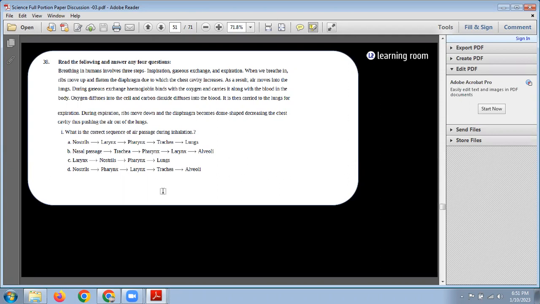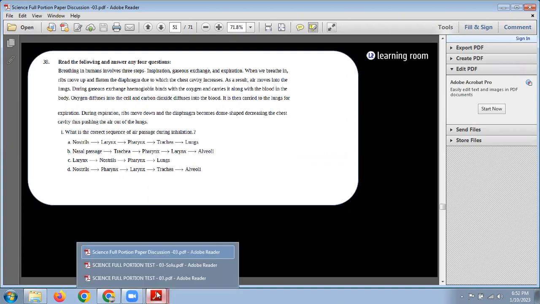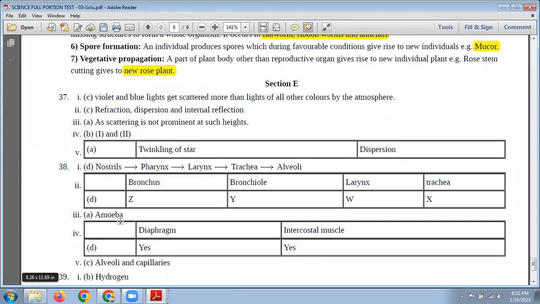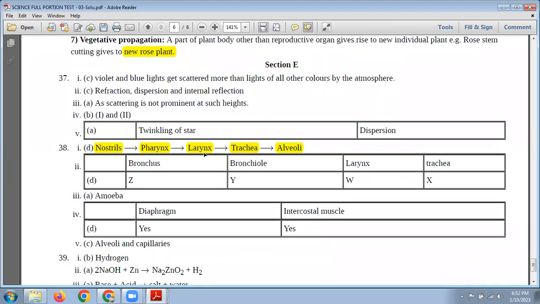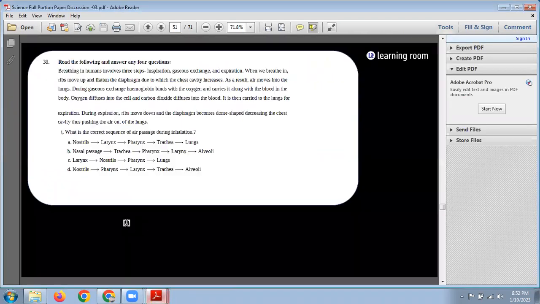Is it D? All of you wrote D? Yes. Nostrils, pharynx, larynx, trachea, and alveoli. That's the option. You all have written it? Yes, sir. Okay, fine. So you know the mechanisms well.